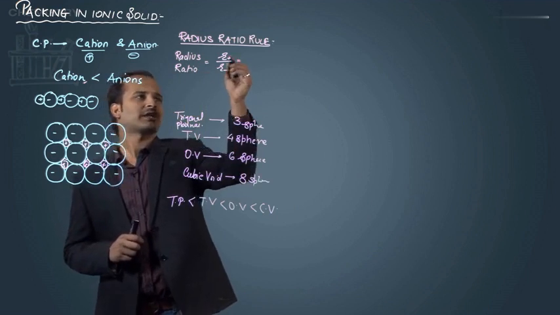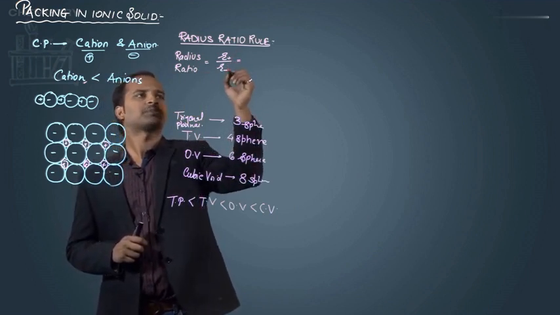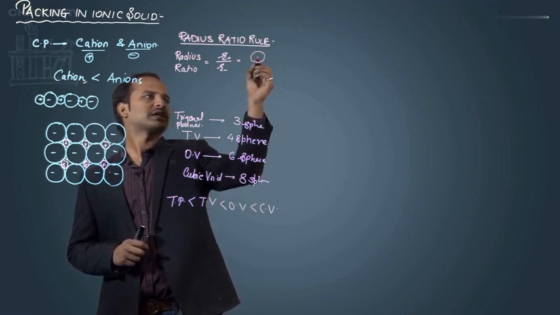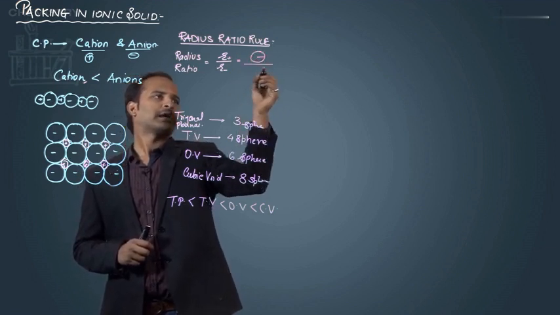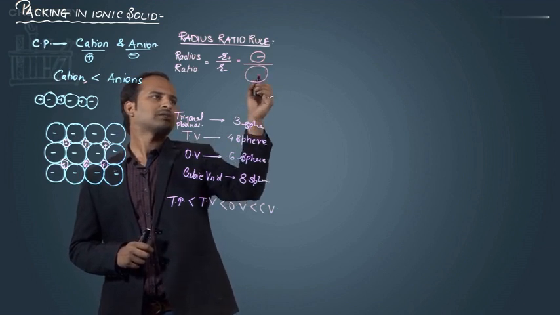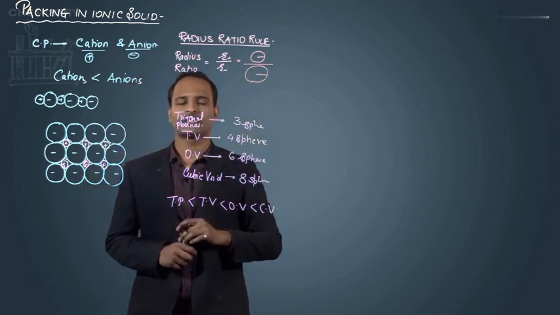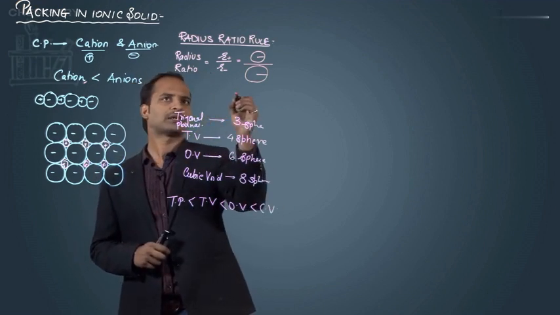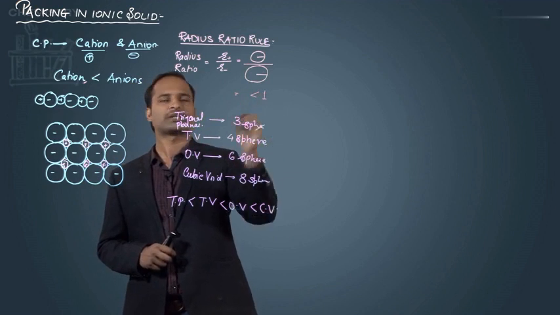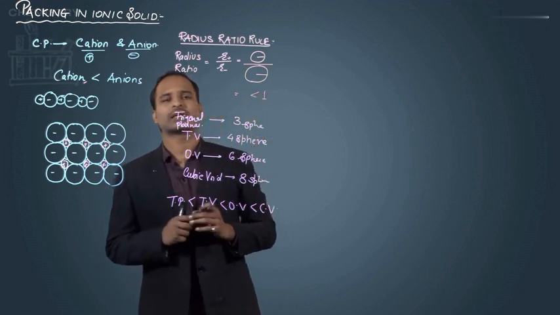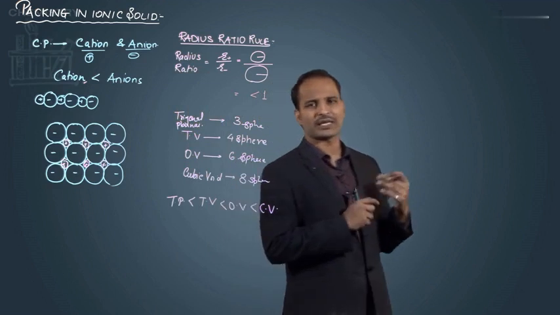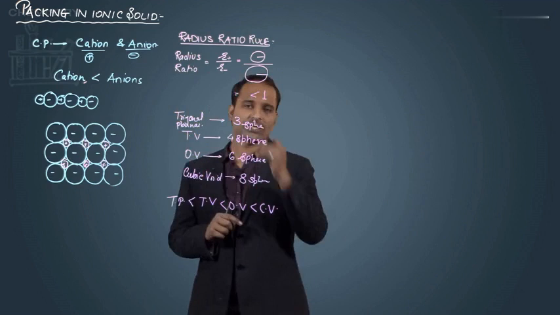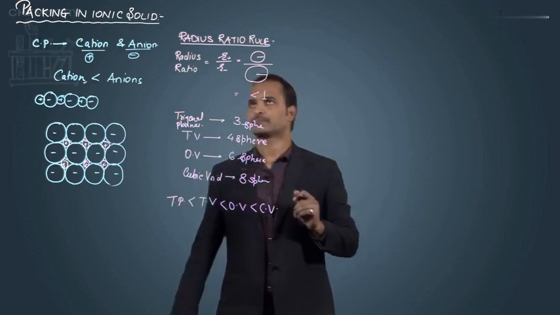So the radius of cation to the radius of anion, r plus upon r minus. Here the cations are smaller in size, so the radius is also going to be smaller. Anions are bigger in size, so the radius is also going to be bigger. That means the denominator is bigger than the numerator, so ultimately the radius ratio value is going to be smaller than 1. The radius ratio value is not greater than 1 except in some examples. Otherwise the radius ratio is always smaller than 1.